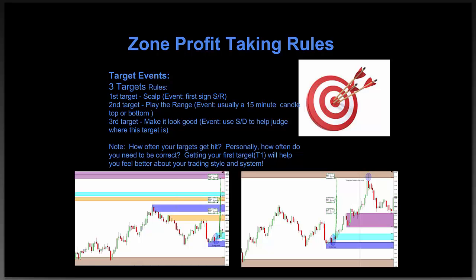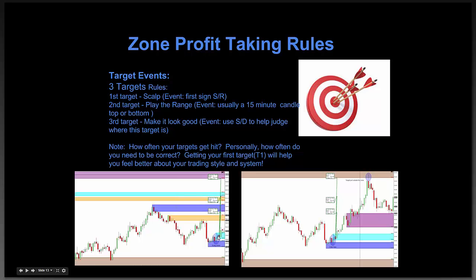Now, this is just my personal thinking on targets, but I like to take off a quick target at the first sign of support and resistance on my smallest time frame. The second target I like to say is playing the range, which I usually play because I'm a day trader. I usually play this off of a 15-minute chart. And the third target is more of a supply and demand type of target. Those are the types of targets that I like to use.